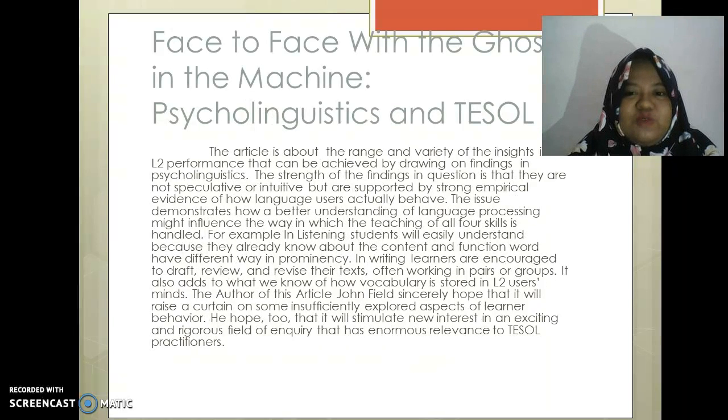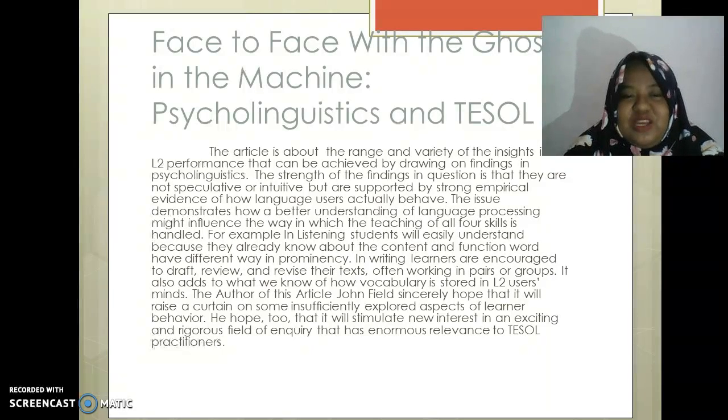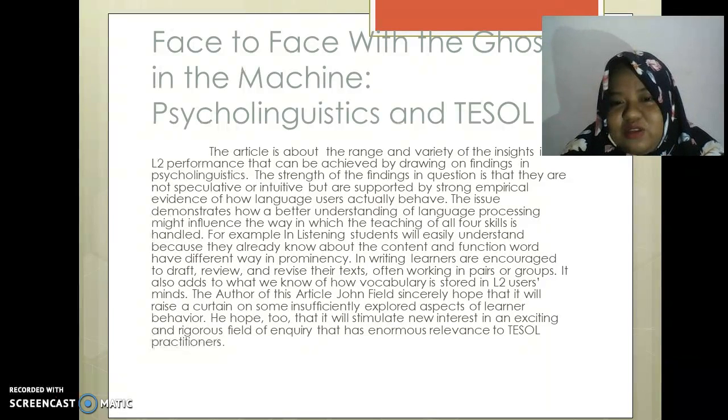And next is Face to Face with the Ghost in the Machine: Psycholinguistics and TESOL. The title of this article is unique, right? Actually, this is one of the reasons why I chose this article, because the title is unique. And this article is about the range of insights into second language performance that can be achieved by drawing on findings in psycholinguistics. The strength of the findings in question is that they are not speculative or intuitive, but are supported by strong empirical evidence of how language users actually behave.